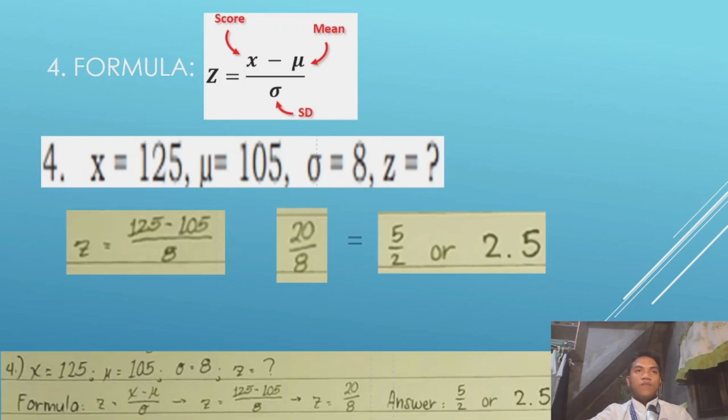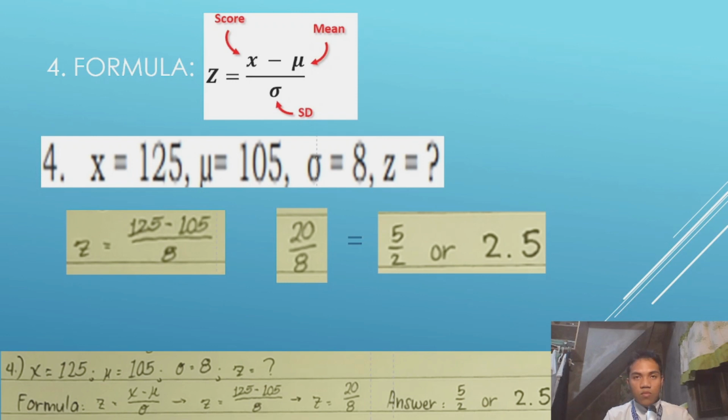Sa number 4, ang hanap po ay ang z. So, we have the random variable of 125 with the mean of 105 and the standard deviation of 8. Now, kung i-minus po natin yung random variable o yung score na 125 at ibabawas po natin sa mean, which is yung 105, makakakuha po tayo ng sagot na 20. Kung i-divide po natin sa standard deviation of 8, we get 20 over 8.